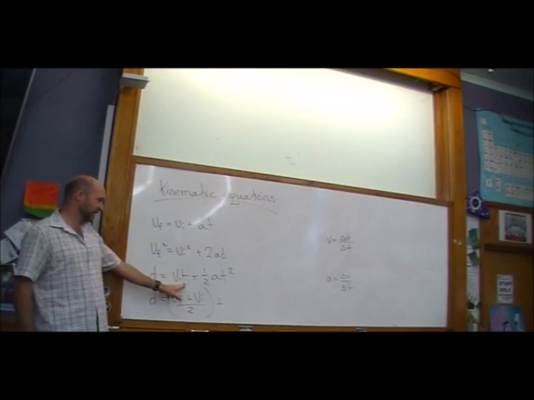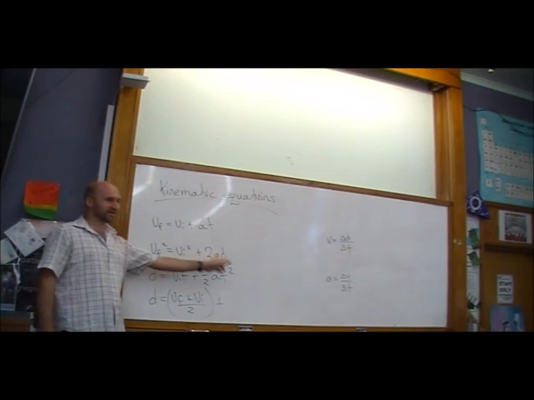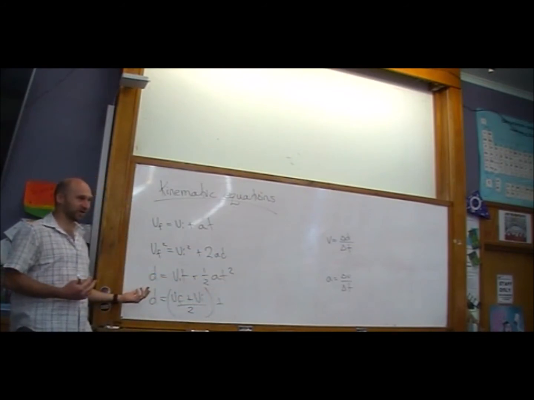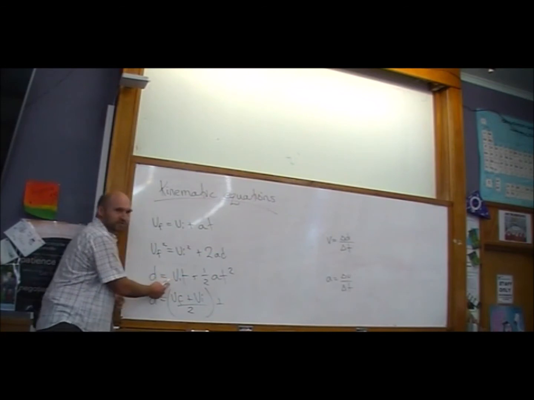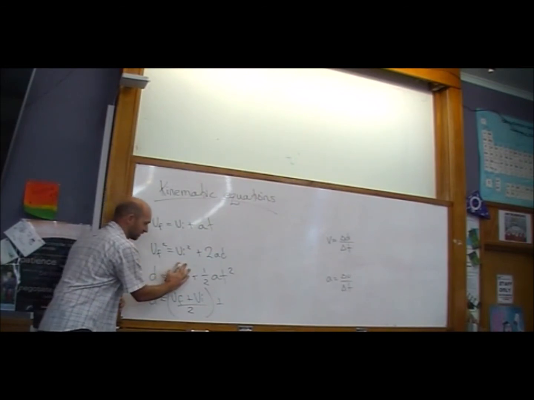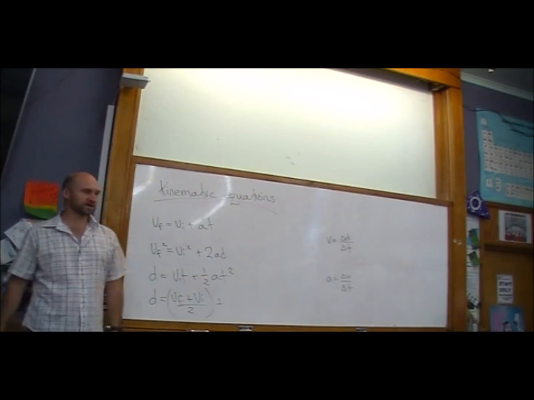The third one is particularly hard to rearrange unless VI is 0, because if you look at it you'll notice there's a T and a T squared, and so we can use that one but we'd have to make it into a quadratic equation unless VI is 0. So look for this one to be really useful when the initial velocity is 0, and that just cancels that term and we're left with D as half AT squared.